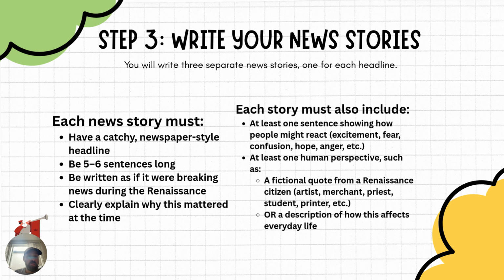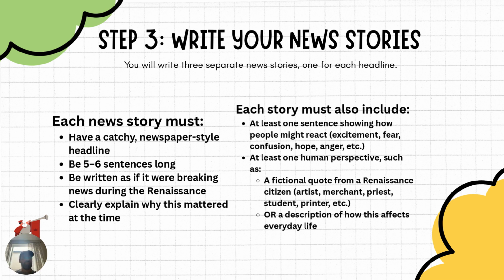Okay? You're going to write your news stories for step three. You're going to write three separate news stories, one for each headline. Each news story must have a catchy newspaper style headline. If you don't know what that is, look at newspapers online real quick. You'll see the headline. It's just a short blurb that lets us know what we're reading. Like, maybe it's Da Vinci invents a helicopter. What the heck is that? Or something like that. And then be 5 to 6 sentences long.